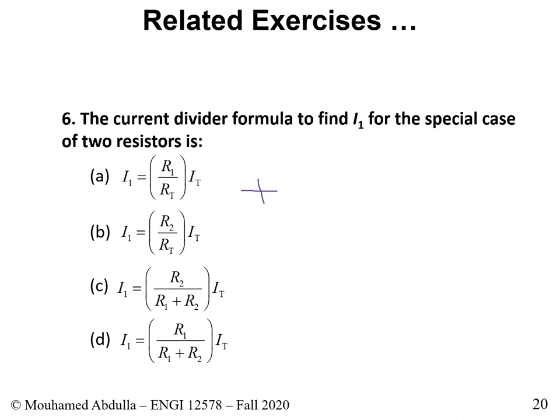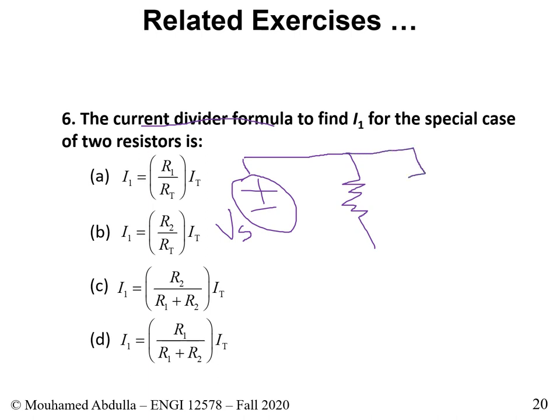We do have some source, Vs, right? We know that we want to apply the current divider rule, and we are told that we will have two resistors. The current divider rule applies when the two resistors are connected in parallel. The word parallel was not mentioned in the question, but just by knowing that you have to apply the current divider rule, you have to set up a parallel circuit. And this is your R1, this is your R2. Okay, and let's also show where the current is.